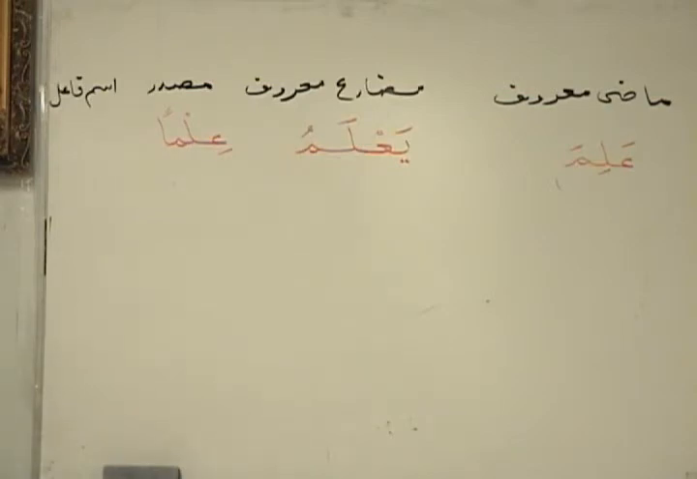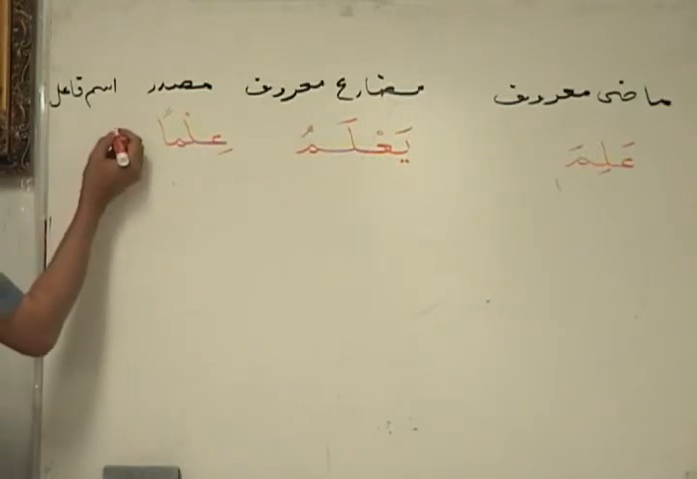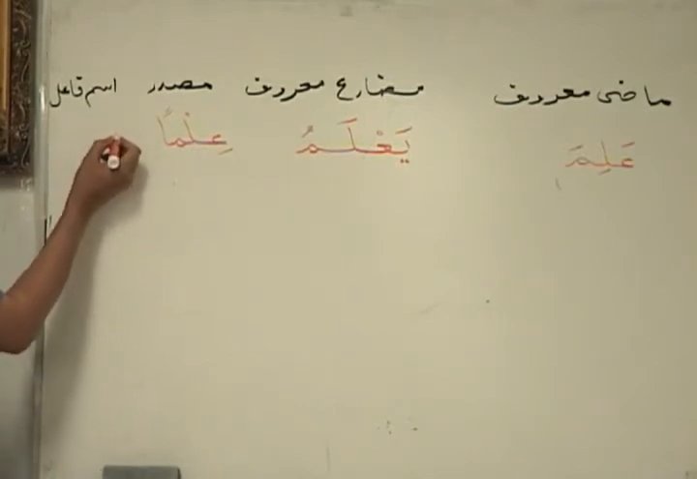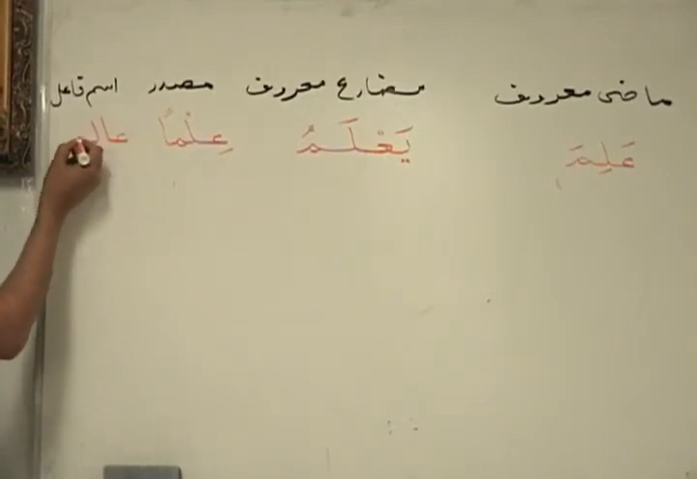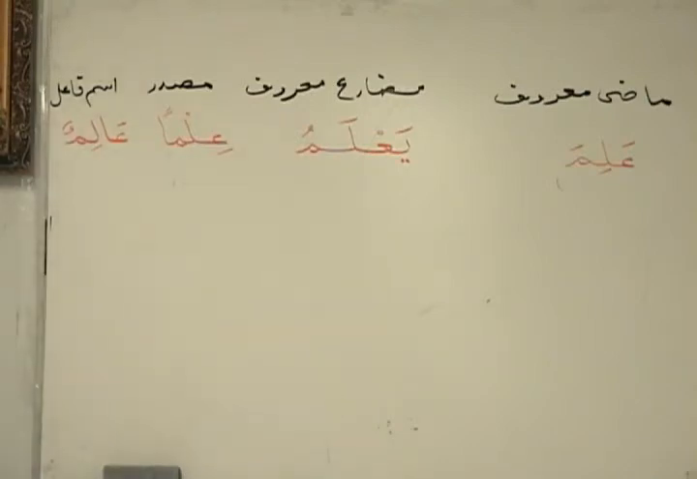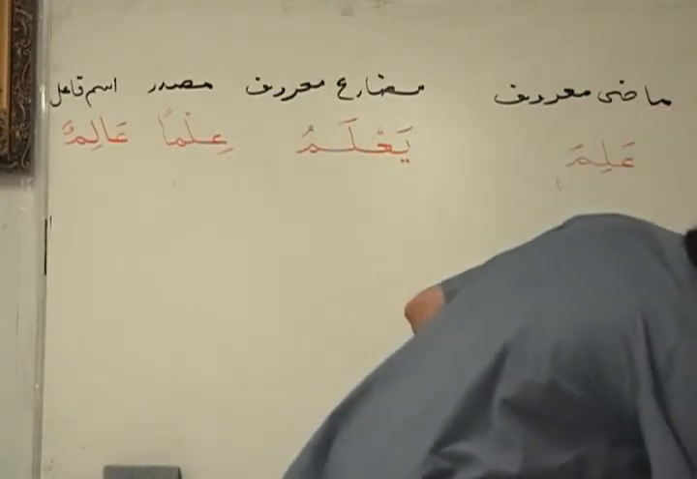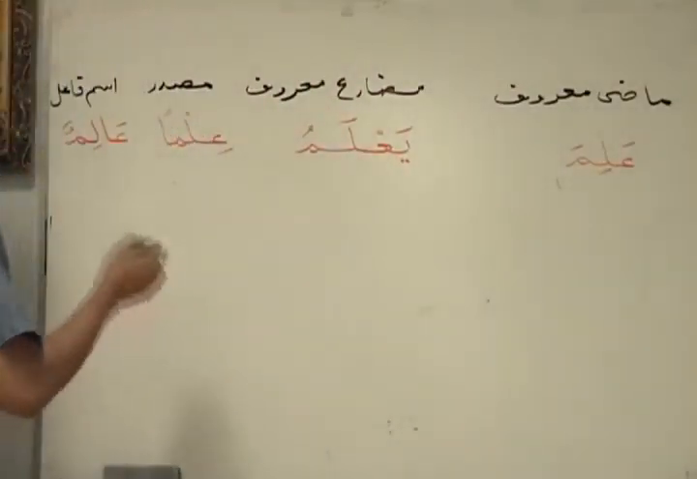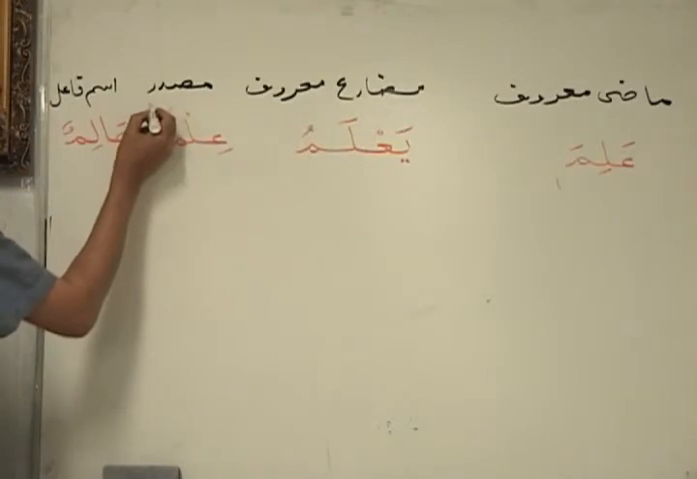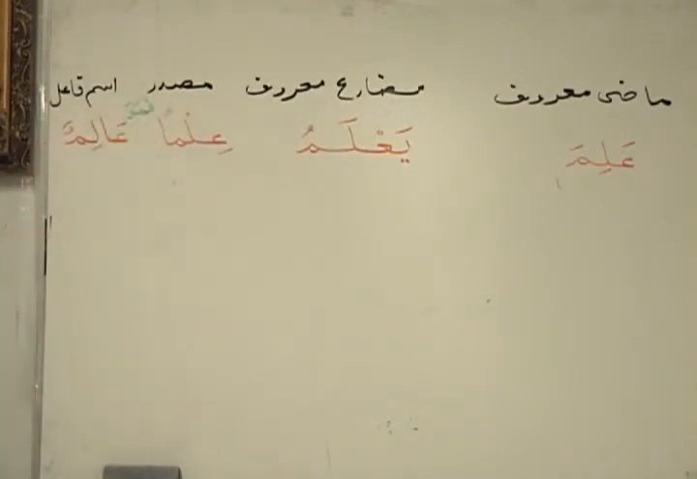As opposed to fa'il, which has no irregular form, it's just fa'il, fa'il. So in this case, what would this fa'il be? Alimun. Alim. So alima ya'lamu ilman. فهو عالم. Okay.